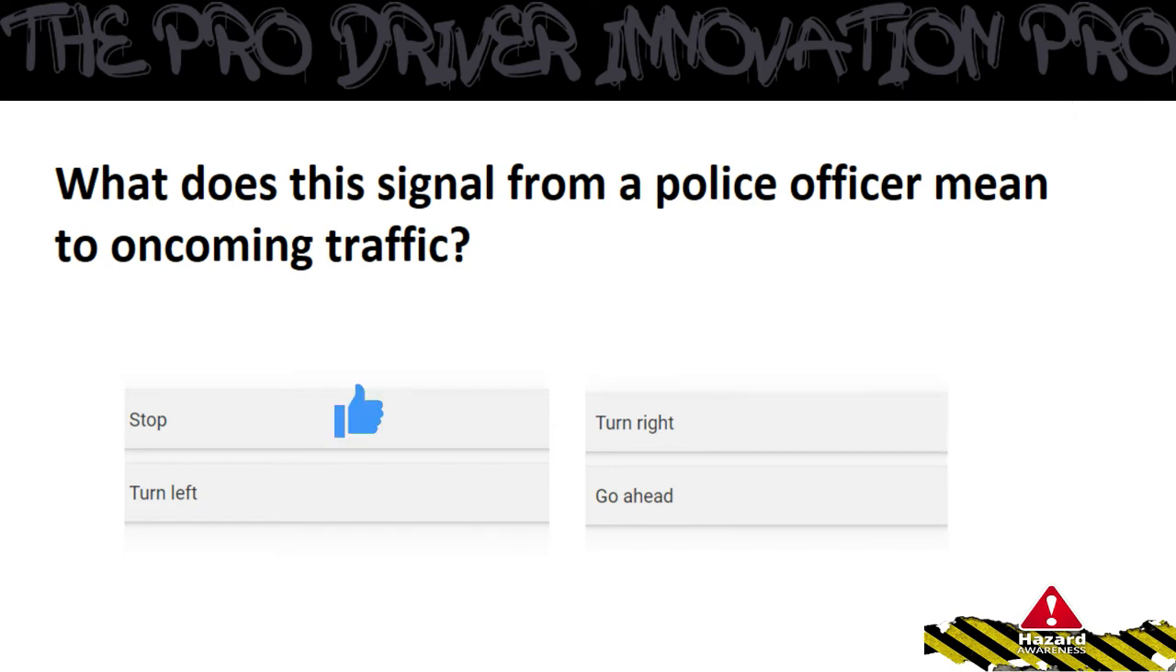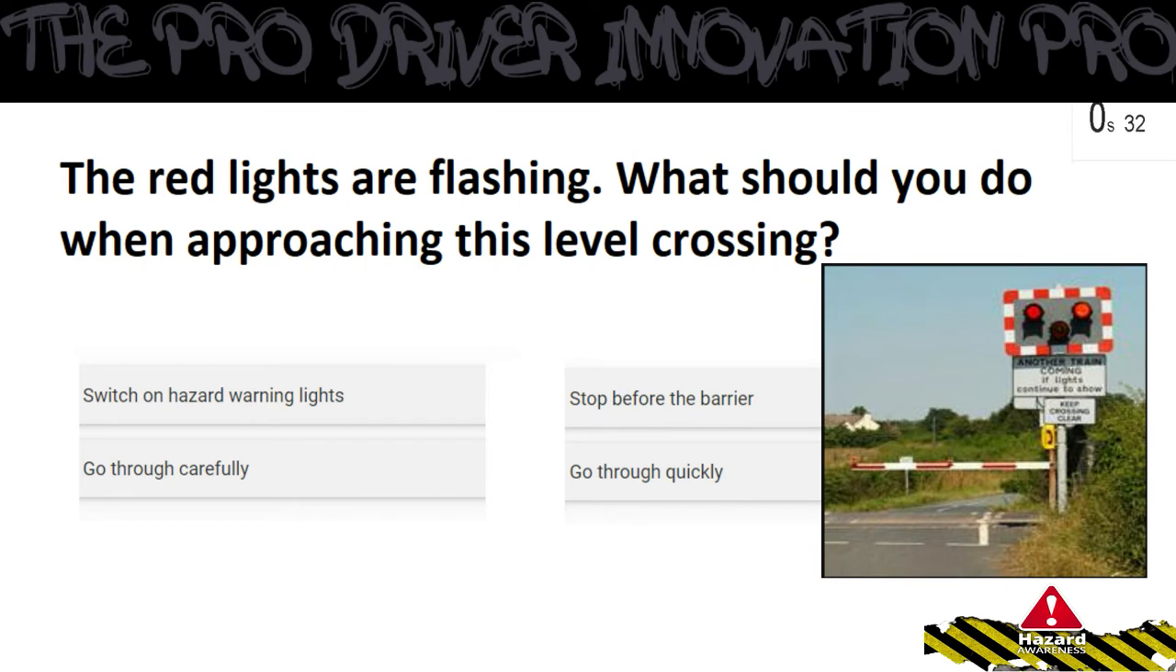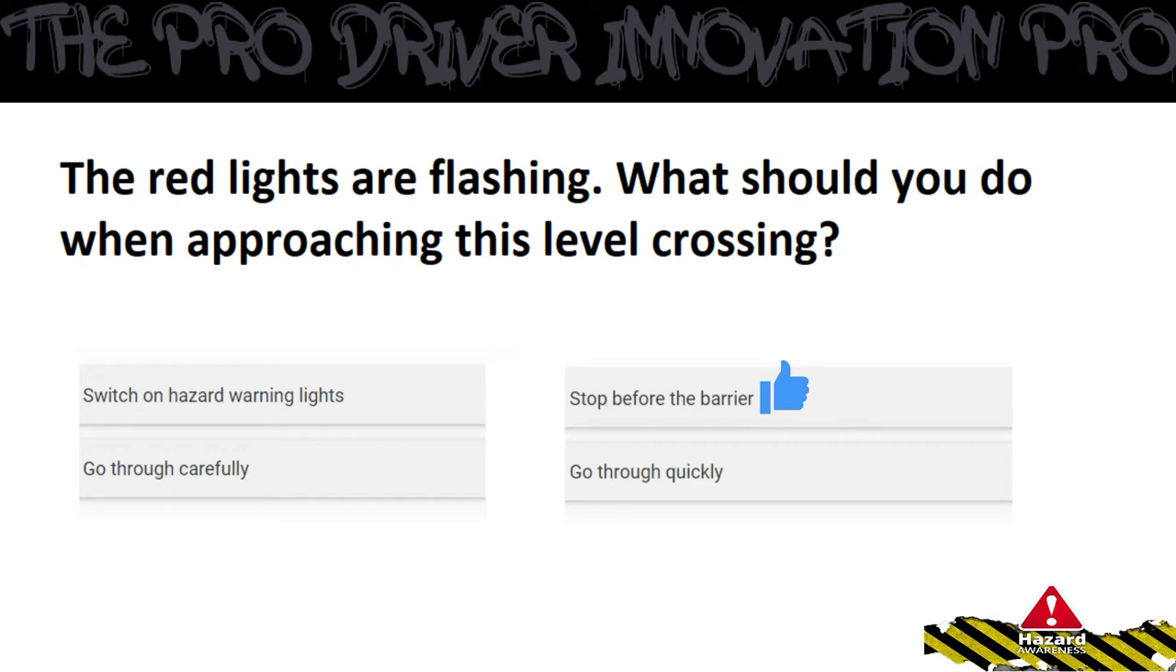Stop. The red lights are flashing. What should you do when approaching this level crossing? Switch on hazard warning lights. Stop before the barrier. Go through carefully. Go through quickly. Stop before the barrier.